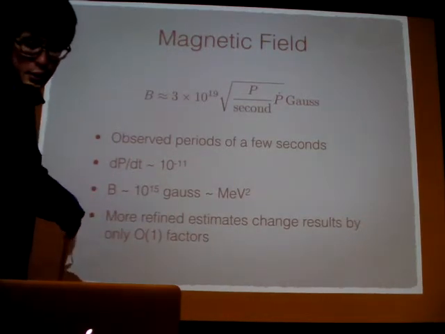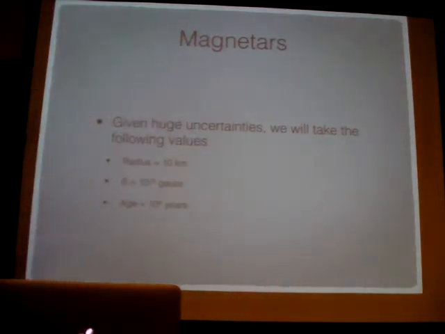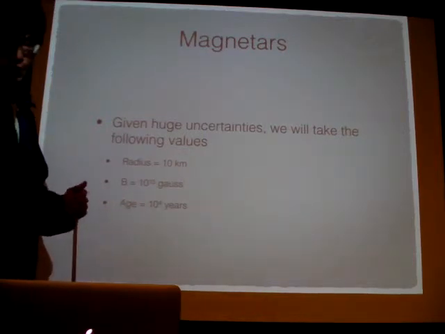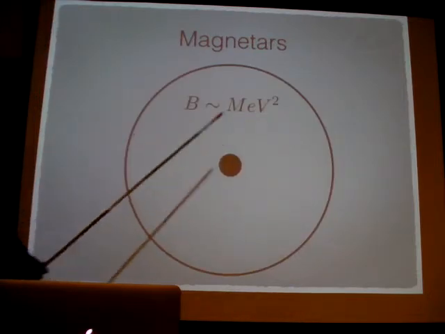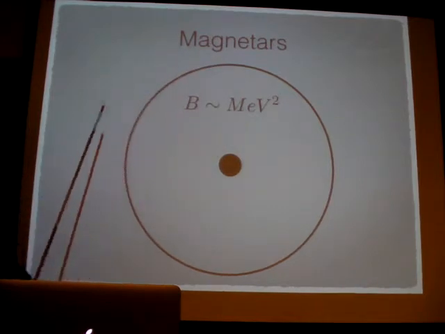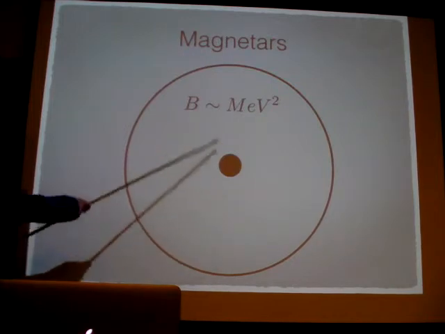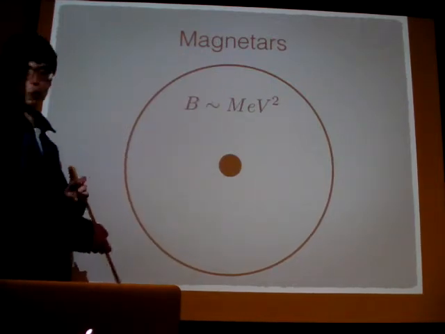Okay. So, given that we don't really know very much about the magnetars, I'm just going to approximate them as the following case. I'm going to take them as a radius of 10 kilometers. They're going to have a uniform B field of 10 to the 15 Gauss. So this is MeV squared. And their age is going to be 10 to the 4 years or so. So I'm basically just going to approximate this as a sphere of 10 kilometers. Inside there's a uniform magnetic field that's of order MeV squared. And then Schwinger pair production can happen here.